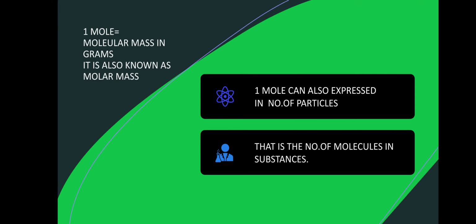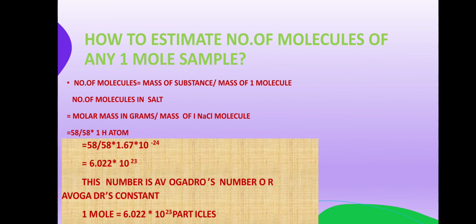Now you are thinking maybe this is only expressed in grams. No, this can also be expressed in number of particles. That is, the number of molecules in the substance, we can find it. Number of molecules means that will be a larger number because molecules are tiny particles. It will be large in number. So we cannot count it, right? We cannot calculate it. We need to estimate the value. How to estimate the number of particles of any 1 mole of sample? Yeah, for that also equation is there.